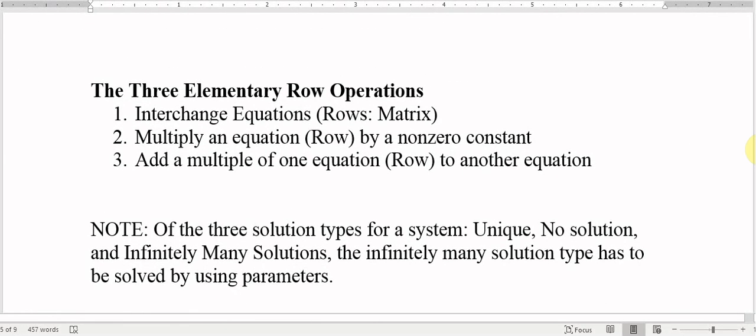In terms of trying to solve a system or a matrix, we only deal with three elementary row operations. Those elementary row operations are: one, interchange equations, that is rows for the matrix; or two, multiply an equation by a non-zero number, or multiply a row by a non-zero number or scalar; or three, add a multiple of one equation to another equation.